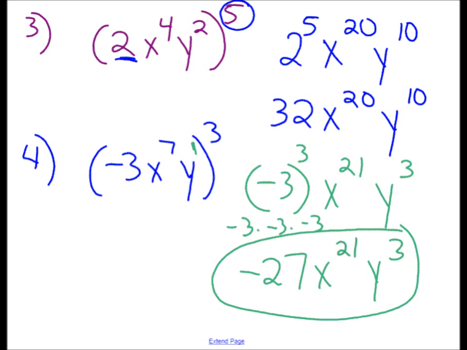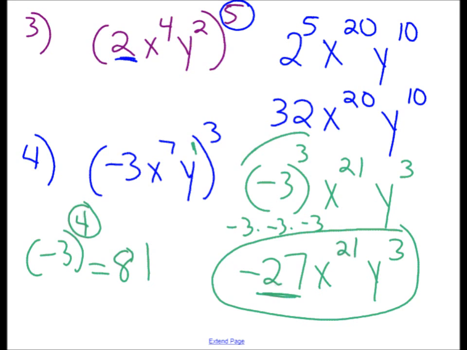And one other key point with the coefficients, because this is where we see the most errors: if you have a negative number raised to an odd exponent, that answer will always be negative. And just for a little side note here, if I have a negative number raised to an even exponent, that answer will always be positive. Like right here, this is positive 81. So that's a little cheat sheet for you. A negative number raised to an odd exponent is always negative. A negative number raised to an even exponent is always positive.